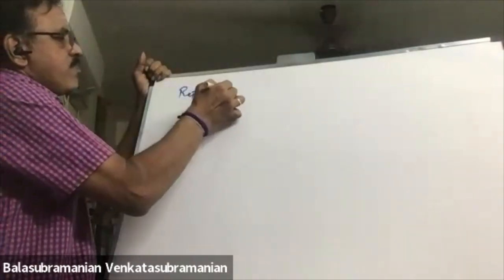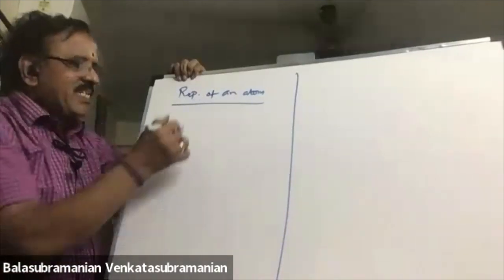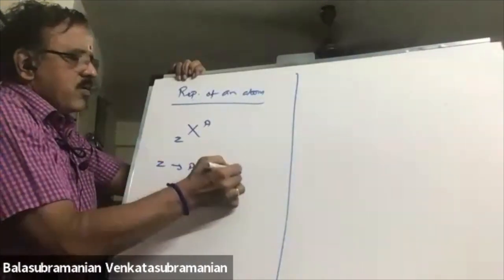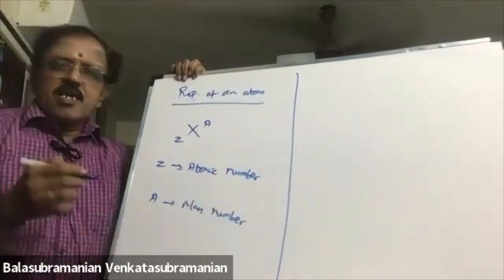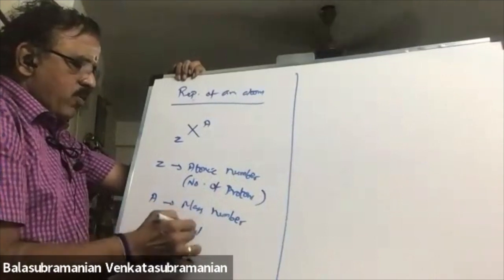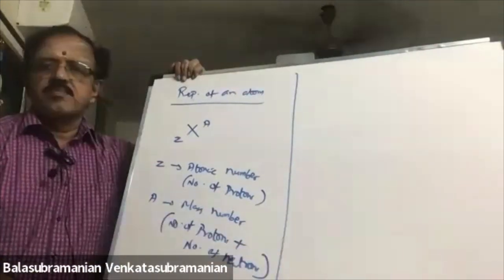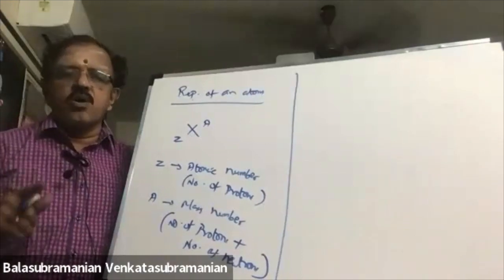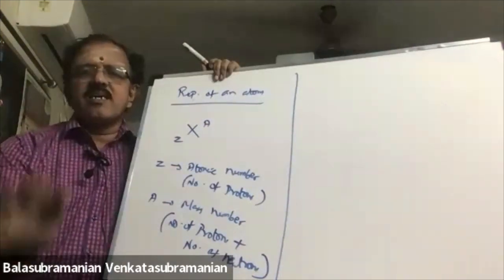Representation of an atom. X is the element. Z is called the atomic number. A is called the mass number. Atomic number means the number of protons. Mass number means the number of protons plus the number of neutrons. Sir, does atomic number mean the number of protons or the number of electrons? No, wrong, you cannot say like that. Previously you told us it has the same number of protons and electrons, sir. 100% that statement is true.